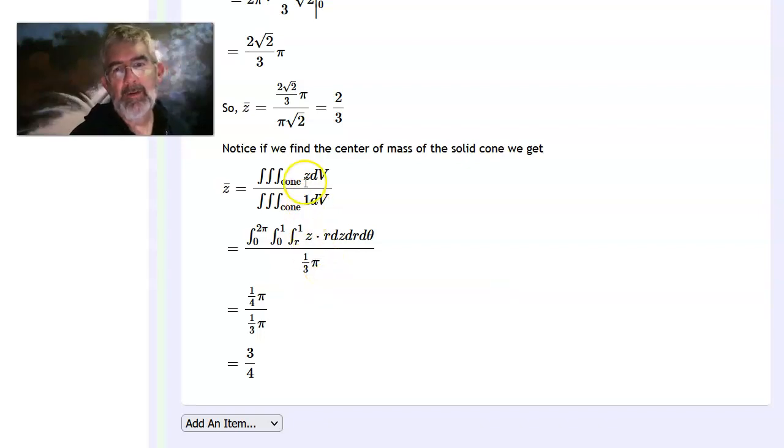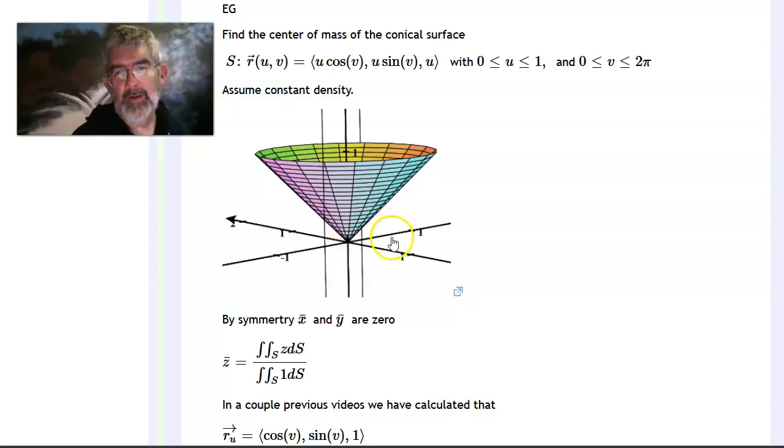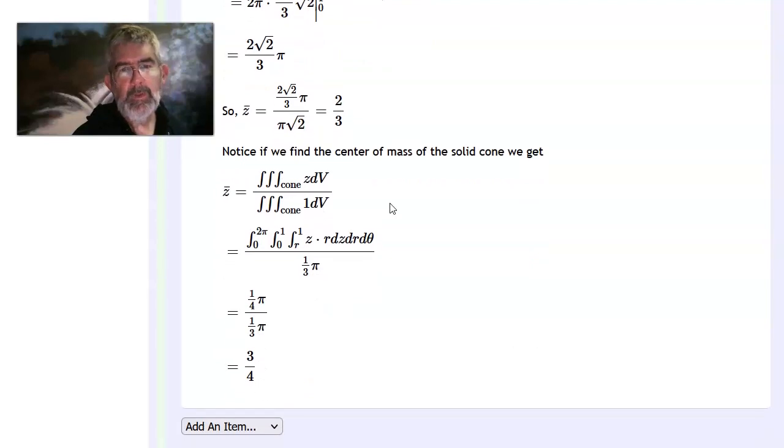The numerator, I'm integrating z dv, and I'm going to do it in cylindrical coordinates. So it's r dz dr d theta. That's what the dv is. And setting up that triple integral, I've got theta from 0 to 2 pi, I've got r from 0 to 1, and then z goes from r up to 1. So remember, look at the cone. Any value of r out here, z starts at the lowest value, which is equal to r, and then it goes up to 1 from there. So anyway, you can do that integral. It's 1/4 times pi, and so 1/4 times pi divided by 1/3 times pi is 3/4.